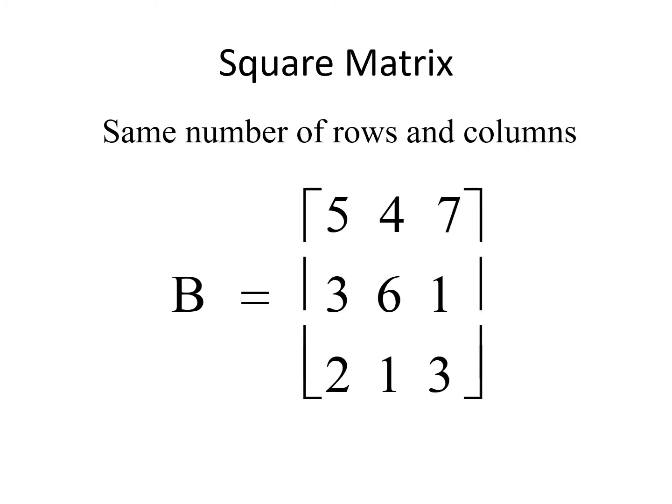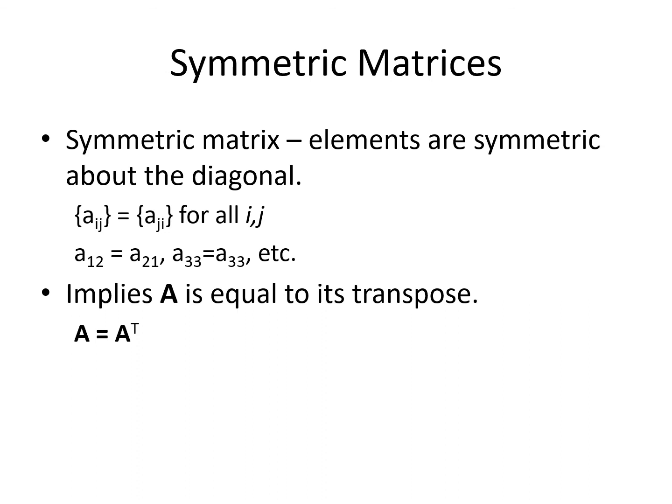Third type of matrix is square matrix. In a square matrix, the number of rows is equivalent to the number of columns, or in other words, the number of rows equals the number of columns. So in this matrix you see how many columns? 3 columns. How many rows? 3 rows. Since both are equal, you may say that matrix is known as a square matrix.